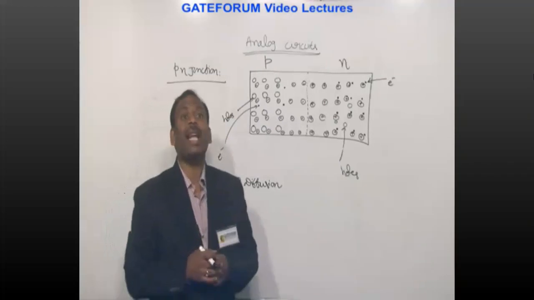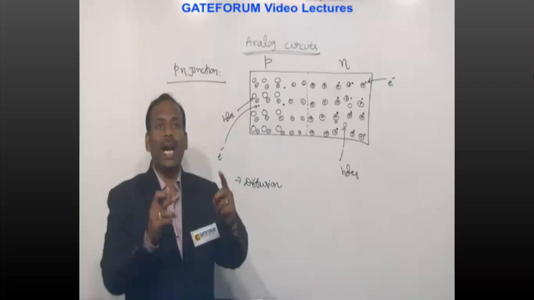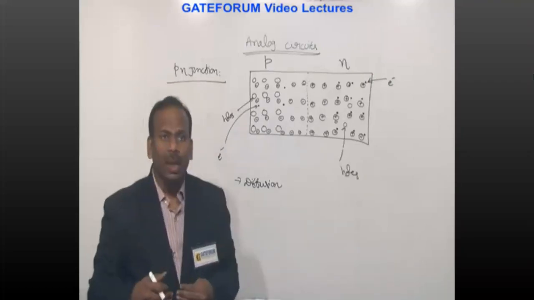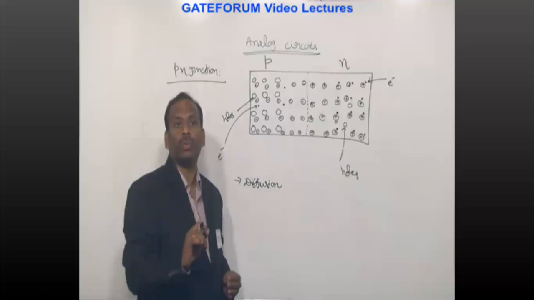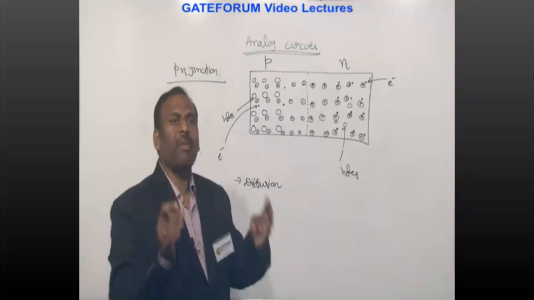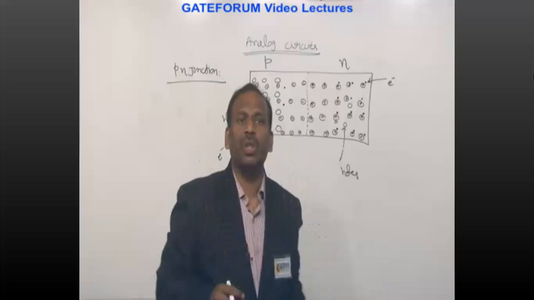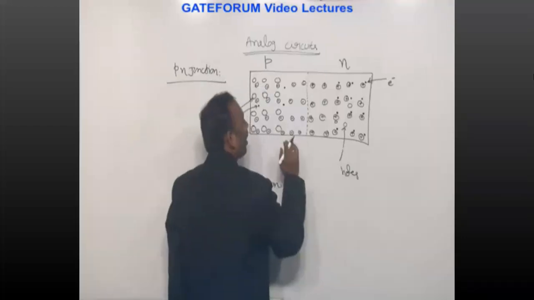Because ions are immobile in nature. Electrons and holes are mobile, mobile in the sense they can move. Ions are immobile; they will not move. So there is no recombination. Wherever they are, in that position only there will be ions. Clear? So ions will be here only.